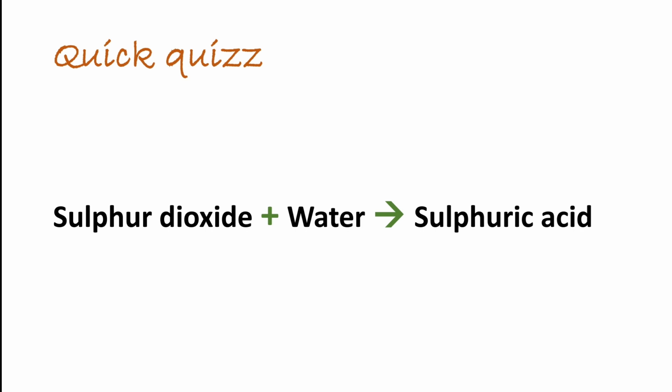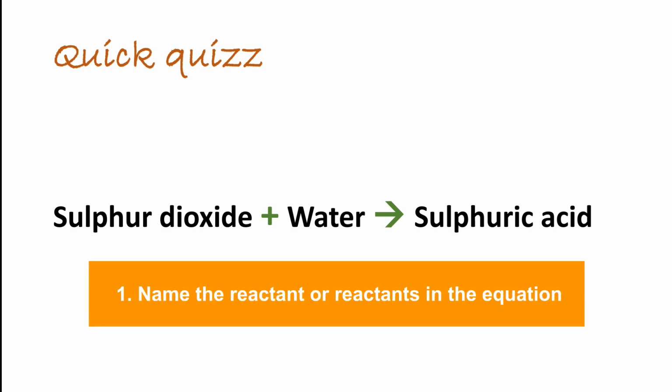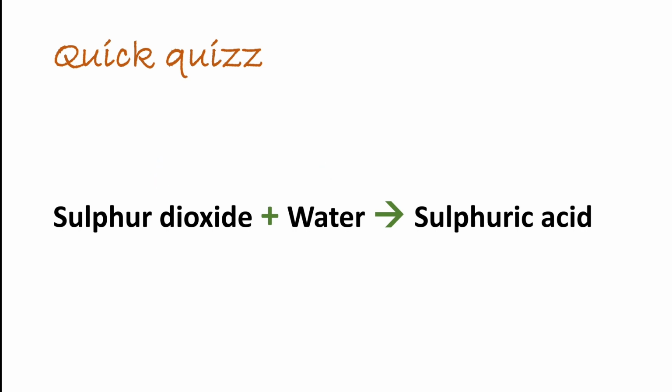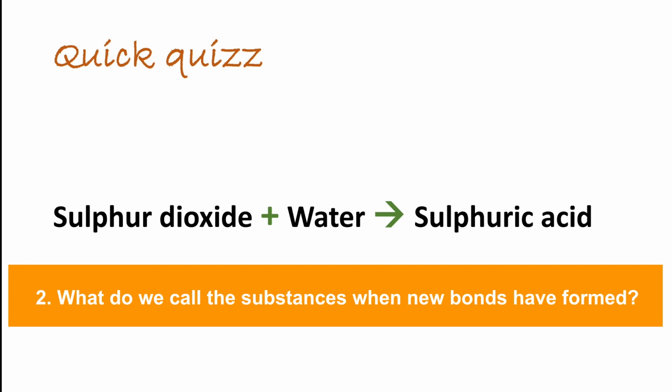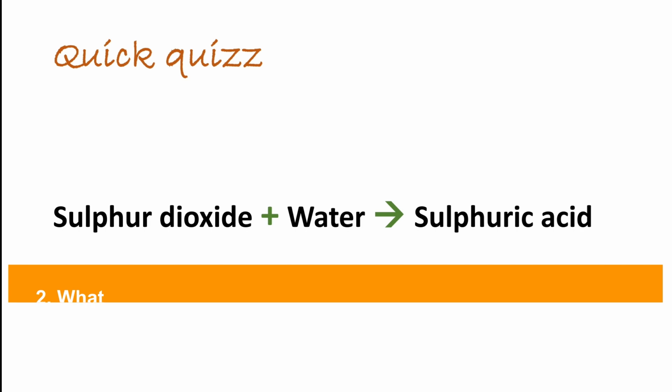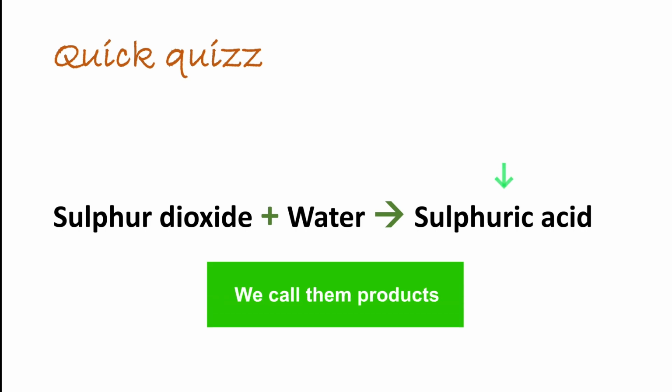Now let's do the quick quiz. I'm going to ask you 2 questions. You may pause the video before I provide the answer for each question so that you can test your own understanding. Number 1, name the reactant or reactants in the equation. The correct answer is sulfur dioxide and water. What do we call the substances where new bonds have formed? We call them products. In this equation, the product is sulfuric acid.